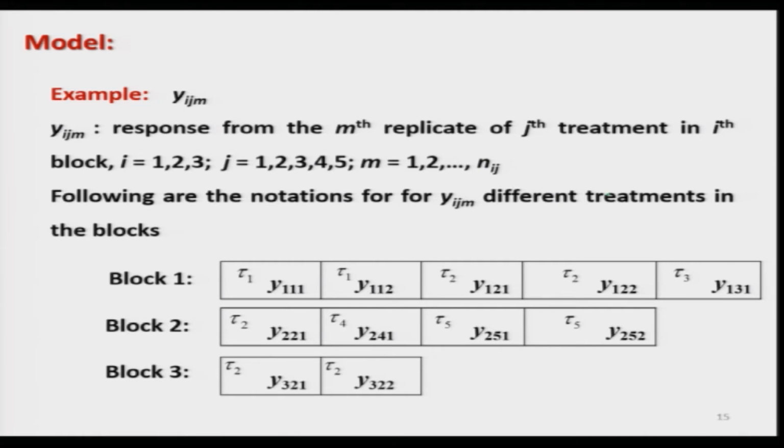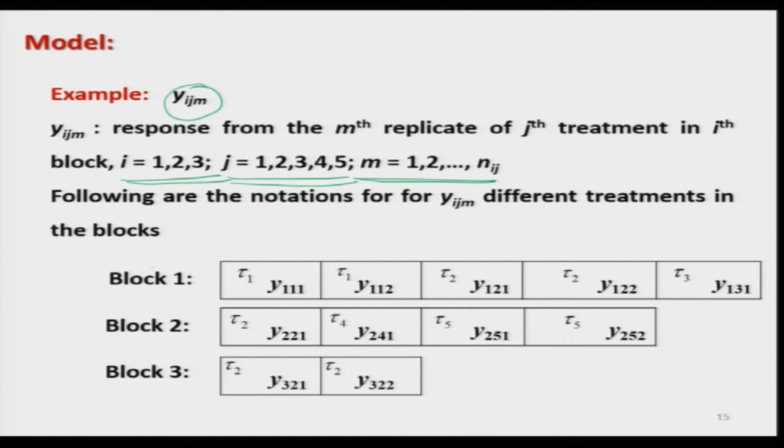Now, the next confusion comes in how to indicate the value of Yijm, right. So, now I consider the same setup and write down the values of Yijm. I have Yijm where i goes from 1 to 3, there are 3 blocks, j goes from 1 to 5, there are 5 treatments, and m goes from 1 to Nij. Now, these Nij values you have already found. So, now you simply have to use them here, right.